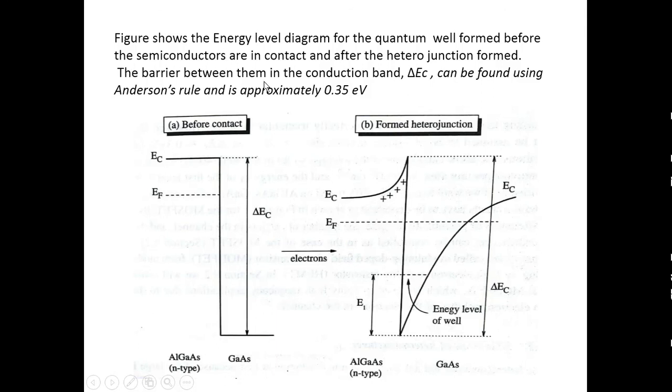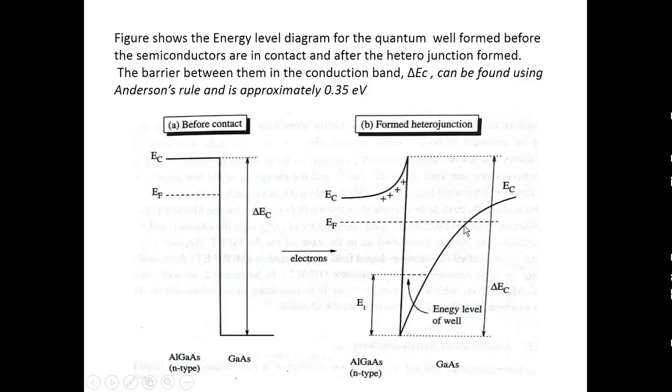Now we see the barrier between them in the conduction band, that is delta Ec, can be found using Anderson rule, and is approximately 0.35 electron volt. For the aluminum gallium arsenide structure, as per Anderson rule, the barrier gap between gallium arsenide and aluminum gallium arsenide, that is the barrier in the conduction band, is given by delta Ec.